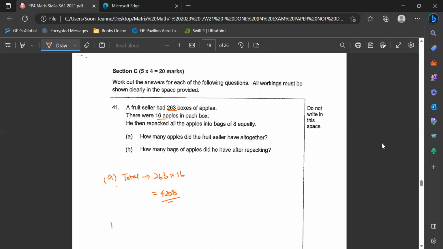But for B, they're asking me to find out how many bags of apples. Remember that he is going to pack the apples into bags of 8 equally. So that means we are going to divide them into groups of 8. So 4208 divided by 8 equals 526 bags. That's your answer for question 41.